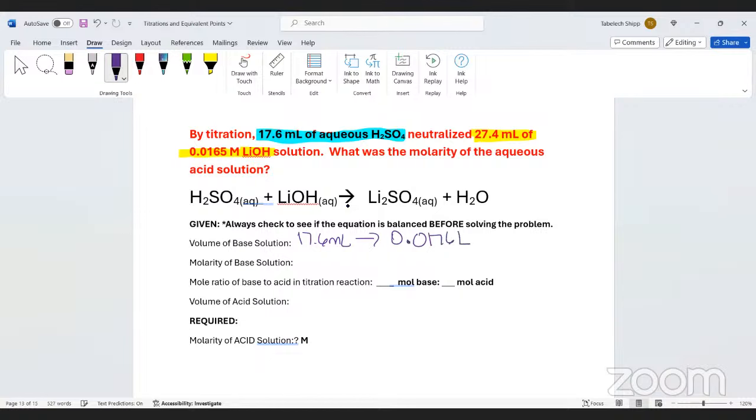They also gave us the molarity of the base, or did they? Wait. Look, let me go back. I'm sitting there trying to write and talk at the same time. Let me redo that. Sorry, guys. They gave you the volume of the base. Sorry, that's the 27.4 milliliters. My bad. 27.4 milliliters.